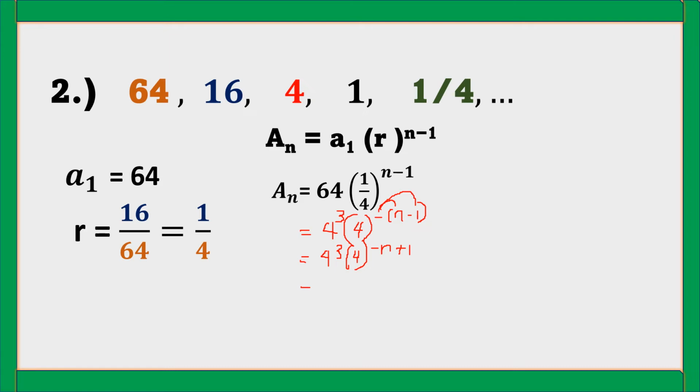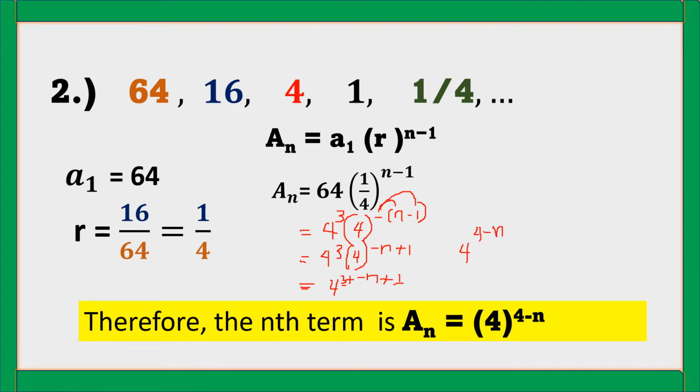Okay. Then, pagsamahin natin yung dalawang, may base na 4. So, 4 raised to 3 plus negative n plus 1. Okay. Pag inayos natin siya, sinimplify natin yung exponent, magiging siyang 4. Okay, 3 plus 1, that is 4. And then copy negative n. So therefore, the nth term is a sub n is equal to 4 raised to 4 minus n.